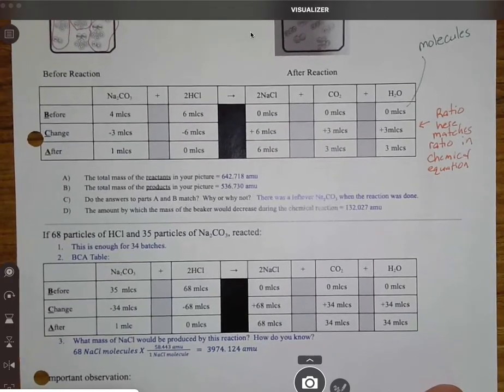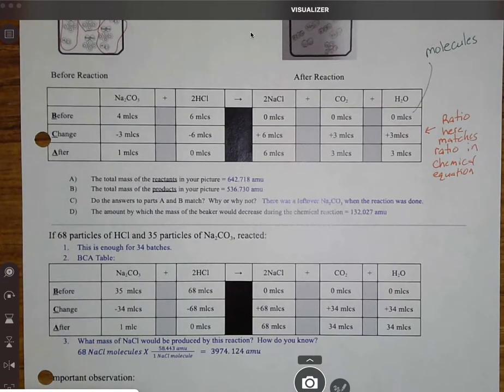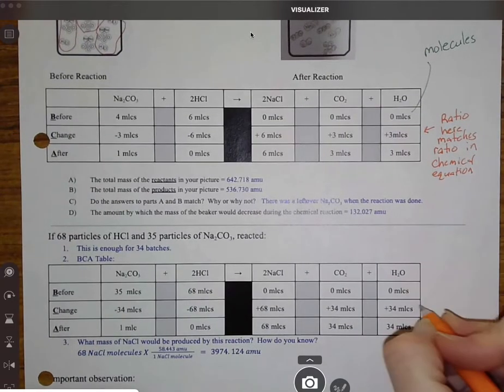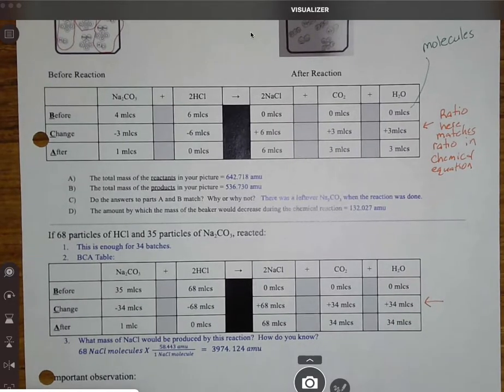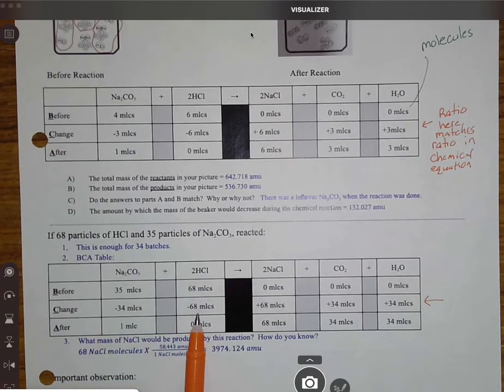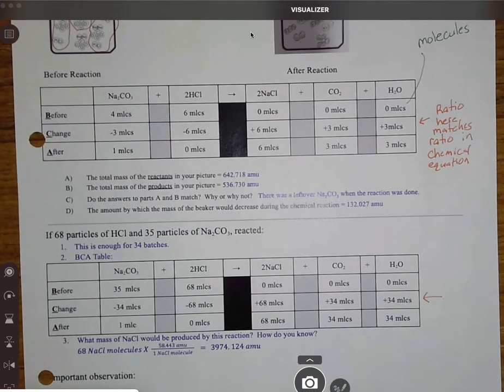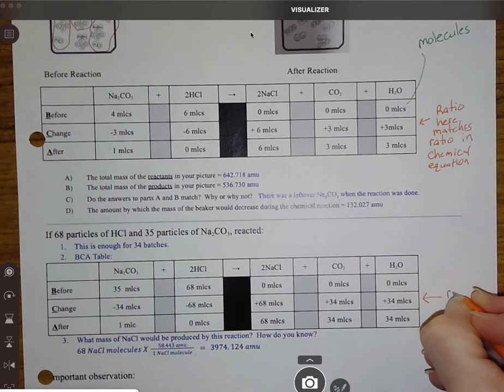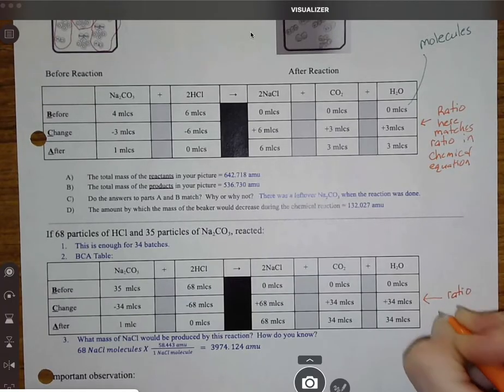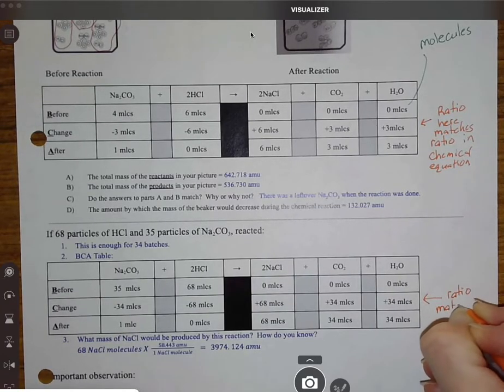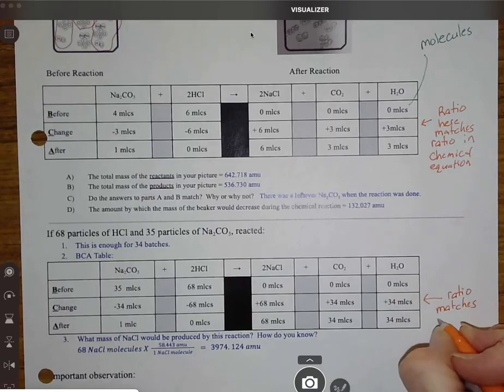Even when we upscaled this process, if we look at the change row right here, we're expecting a 1 to 2 to 2 to 1 ratio. You see the 34, 68, 68, 34, and 34. And again, the ratio matches the chemical equation.